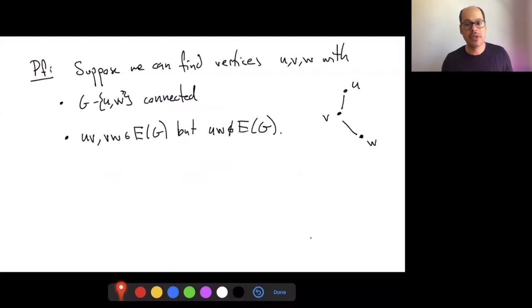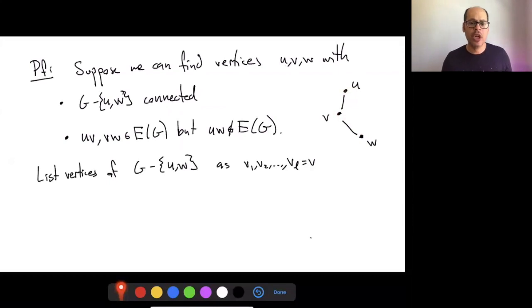So, the picture is something like this. We have u, v, and w. u is connected to v, v is connected to w, but these two aren't connected. Then if we have this situation, here's how the argument goes. So I'm just going to prove Brooks' theorem in this case.